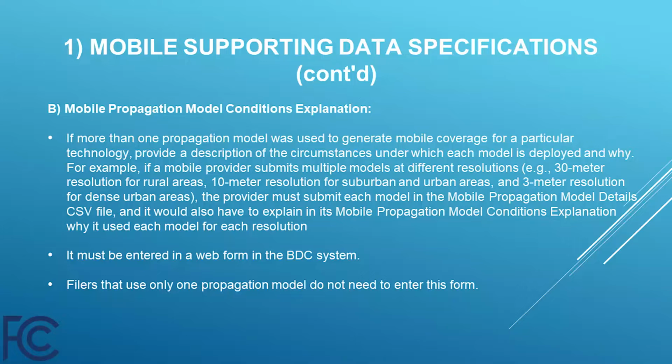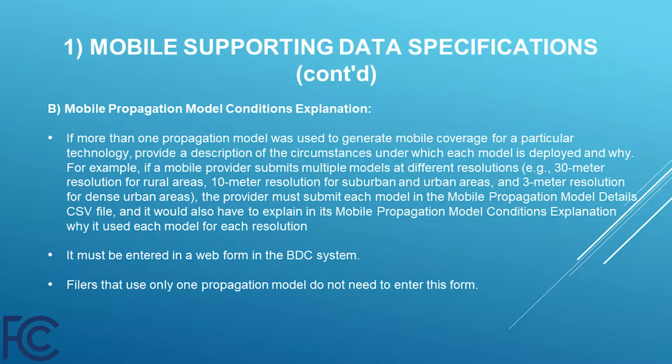The second part of the mobile propagation model information requires filers to submit a mobile propagation model conditions explanation. If a filer uses more than one propagation model to generate mobile wireless broadband coverage, it must provide a description of the circumstances under which each model is deployed and why.